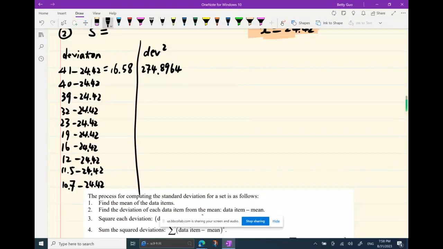Yeah, be patient. And then 40 minus 24.42. We have 15.58. That's the distance between the second value and the center. That is the second deviation. And we raise that to the power of 2. We have 242.7364. Okay, you can do that at your own pace.